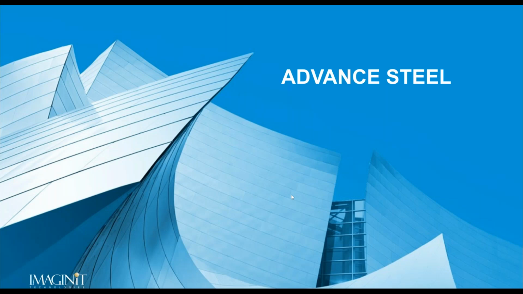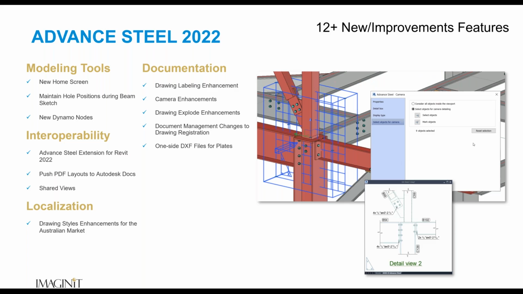Moving on to Advanced Steel. So again, remember, Advanced Steel is an AutoCAD-based software that allows us to create 3D documentation and modeling for steel. And they've added 12 plus features that are new and improved. But remember that since it's AutoCAD, all of the AutoCAD functionality is with it as well. So you can see that they split this up into modeling tools, documentation, interoperability, and localization.